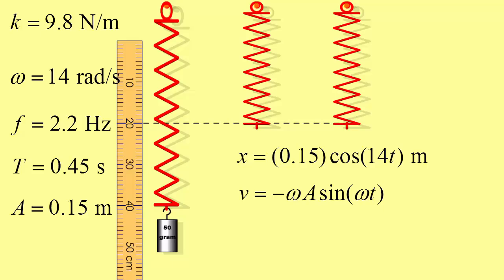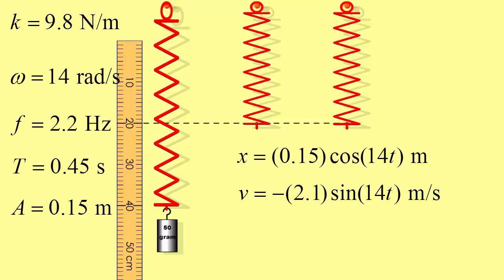We can also determine the velocity of the oscillating mass as a function of time using the velocity equation. The velocity equation is the negative of the angular frequency multiplied by the amplitude multiplied by the sine of the angular frequency times the time. So substituting the values for amplitude and angular frequency gives us the velocity equation being equal to minus 2.1 times the sine of 14t.